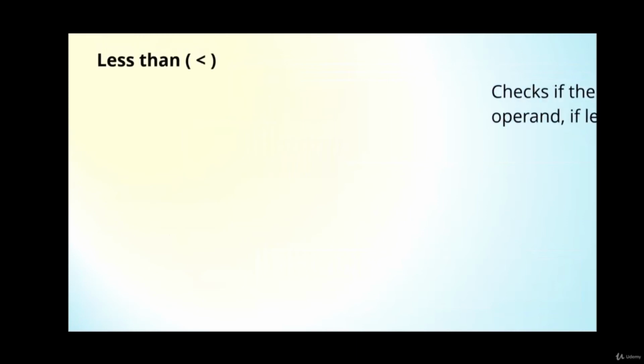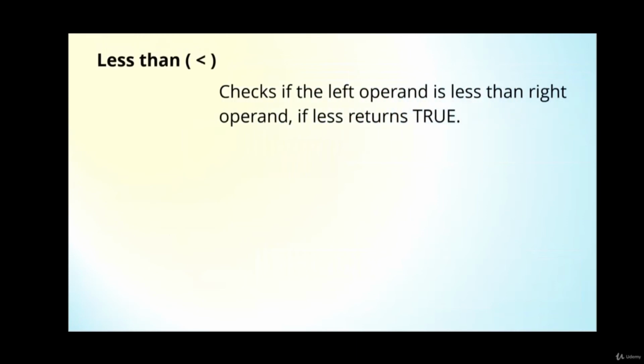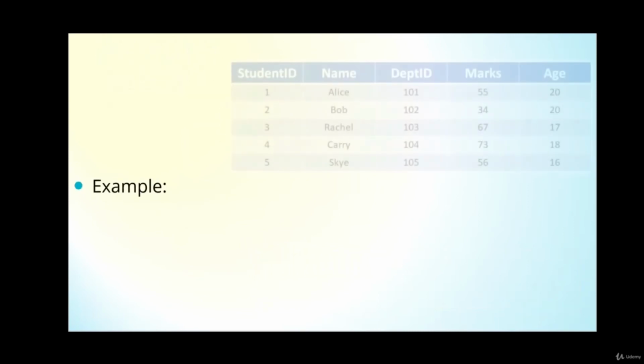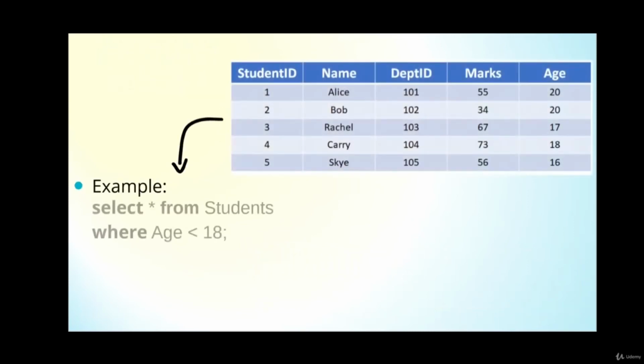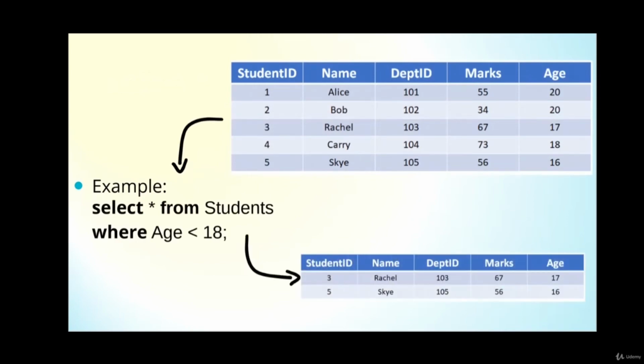Next is the less than operator. The less than operator checks if the left operand is less than the right operand. If it's less, then it returns true. For example, in this table, if you want to find out the details of those students who have age less than 18, then we'll write the query as select star from students where age is less than 18. So in the output table, you can see the details of Rachel and Sky since they have age less than 18.